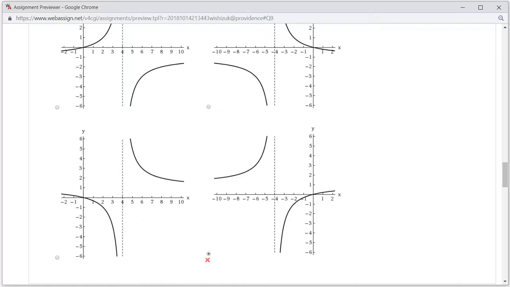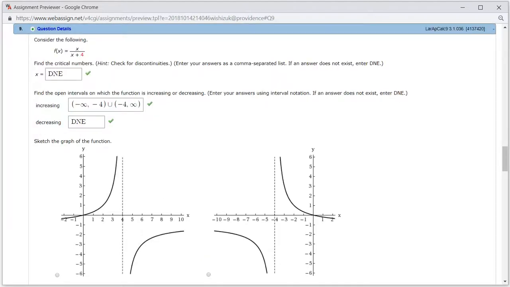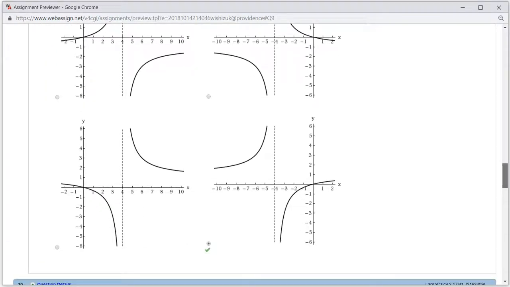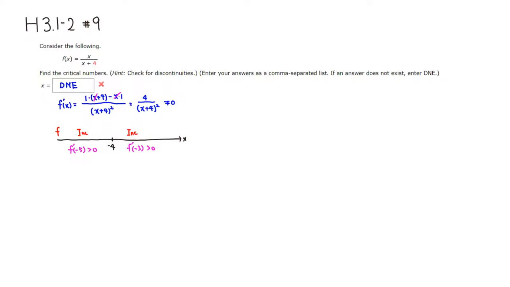Let's check the answer. I came back and it looks like we got the increasing, decreasing interval correctly and also the correct picture. All right, that's it. I hope that this was clear.